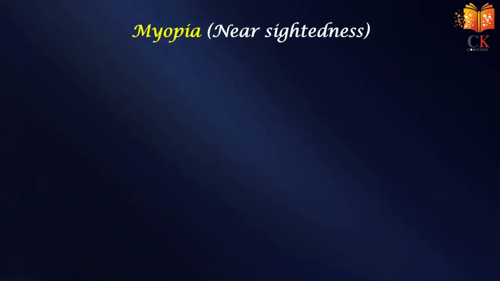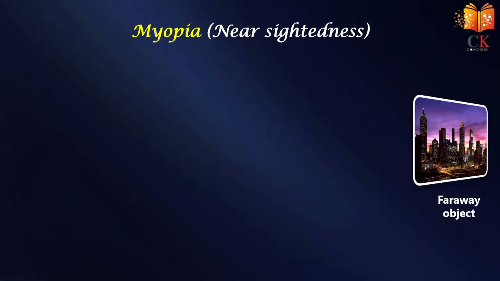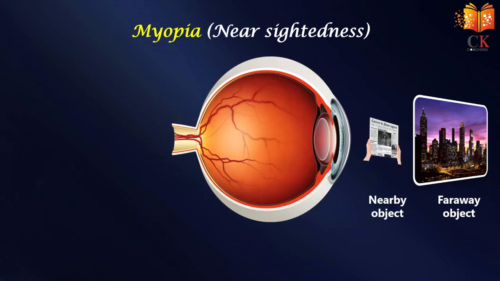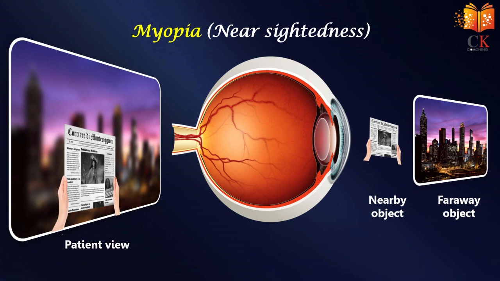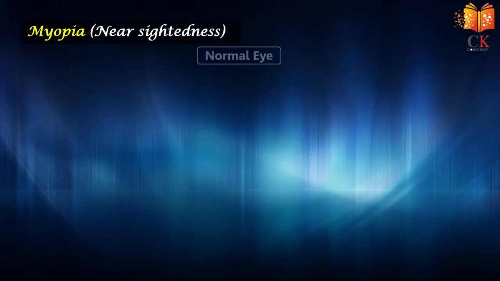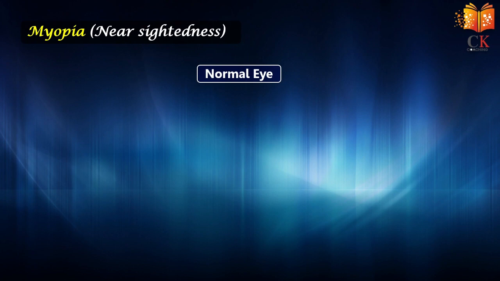Let's see, if you are observing a far-off object and there is a nearby object, for a myopic eye the far-off object will look like a blurred image, and the nearby object is very much clear. That is why it is called nearsightedness, because we can see the nearby object clearly, but we have a problem in having a visual image of the far-off object.